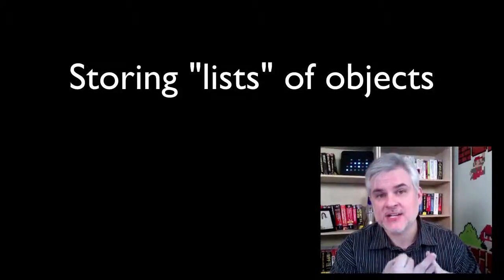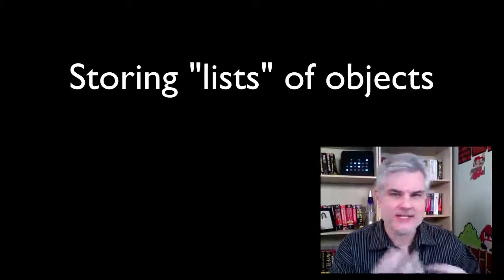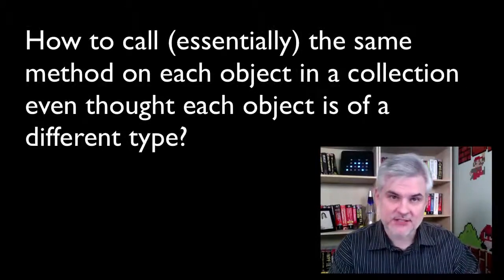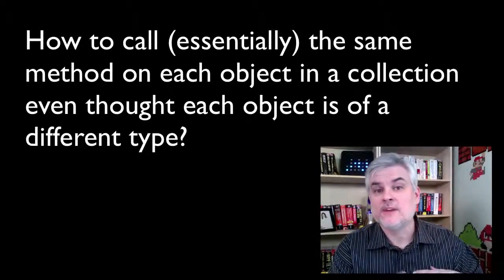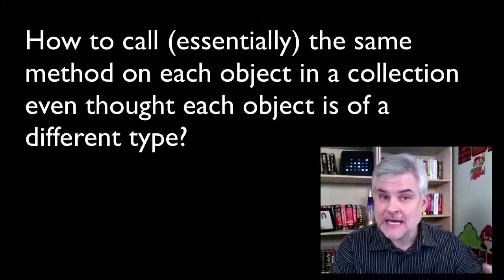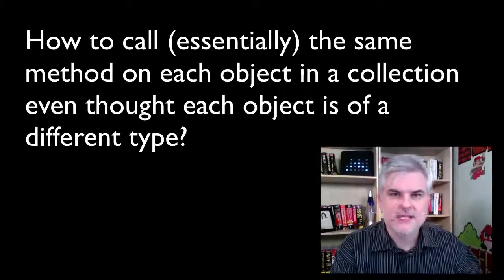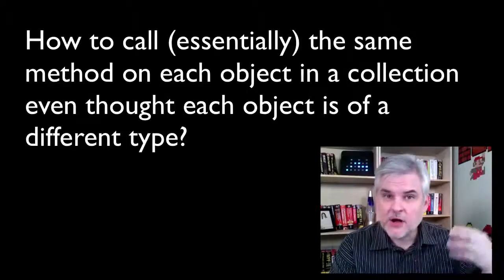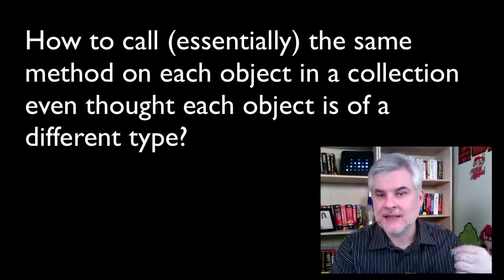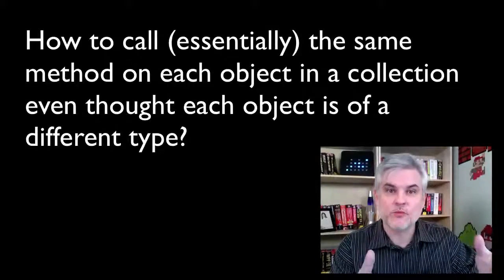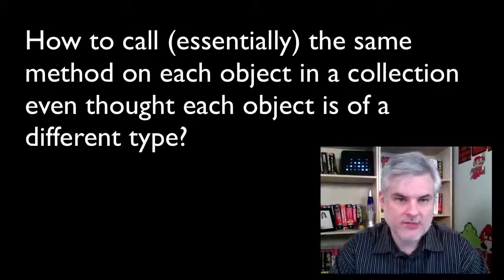In the videos that have led up to now, we've been looking at several different means of storing lists of objects. So we've looked at arrays, at collections of objects, and then also generic collections. But there's been one task that's plagued us no matter which example we've looked at, and that's how to keep around a list of objects that are of potentially different types, different classes, but still call the print method on a given object regardless of what class it belongs to.